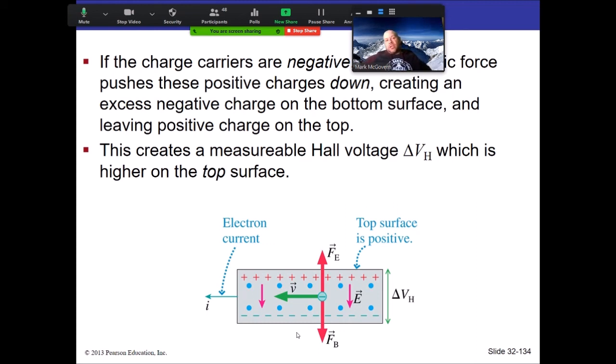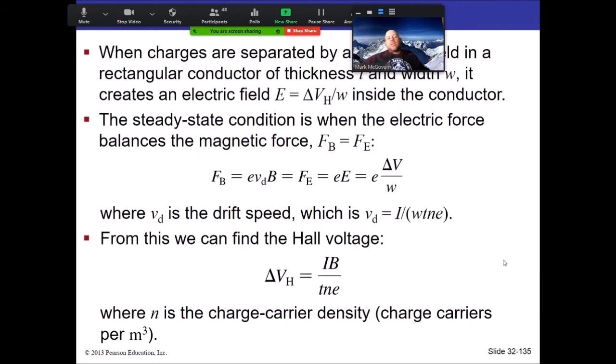Well, we can actually determine the relationship between these fields here. So the magnetic force that these electrons experience is given by e v_d B, where v_d here is the drift speed of the electrons, e is the fundamental charge, and B is the magnetic field. This is normally a cross product, but the magnetic field and the drift velocity are perpendicular to each other. Now, when the Hall voltage is established and there's no more deflection, that's equal to the electric force, which is given by lowercase e, the fundamental charge, times the electric field.